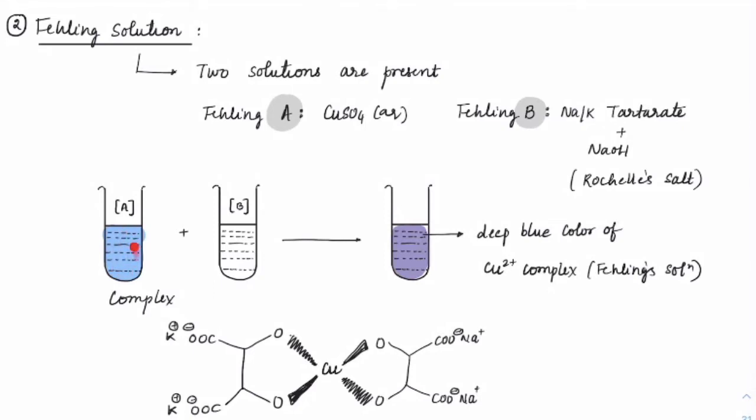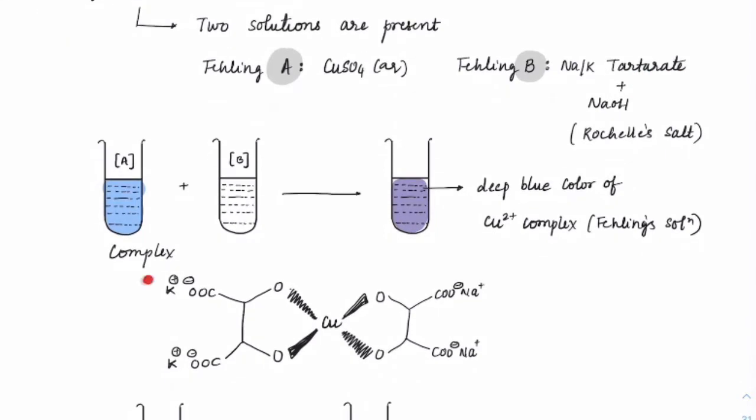Copper sulfate is blue in color, and then we take potassium tartarate in the other test tube, correct, and we add both of them, right. So when you add both of them, this copper will form a complex with this tartarate. The complex would look something like this. So you can see this is tartarate.